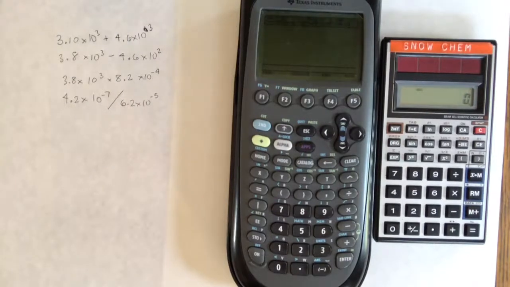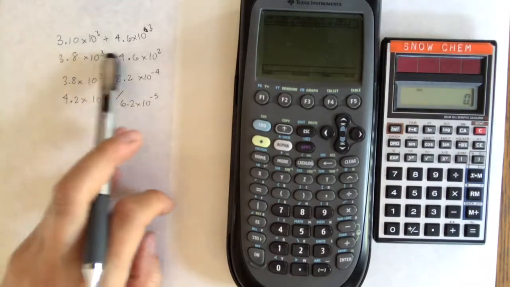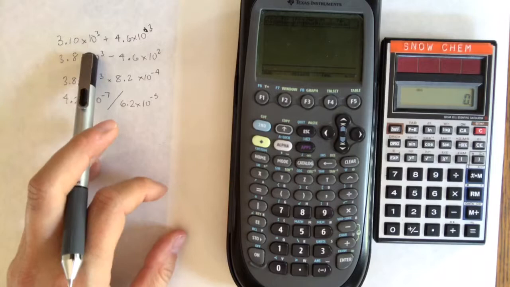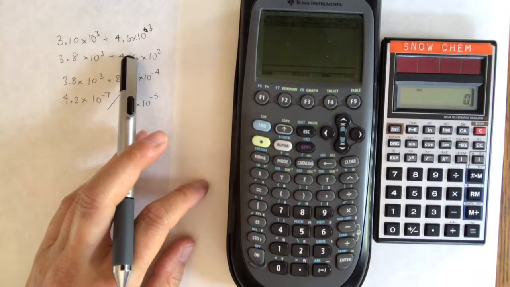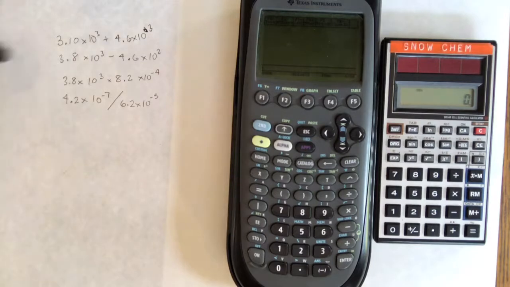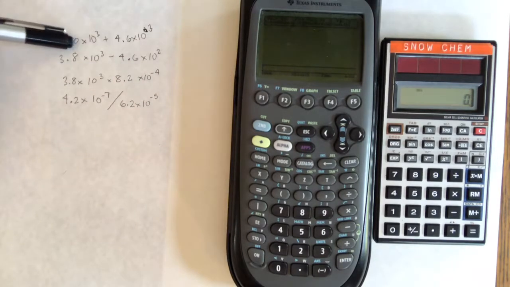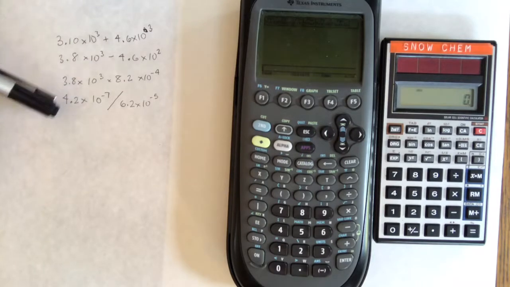In this video, I'm planning on showing you how to put numbers into your calculator in scientific notation. And just as a reminder, scientific notation, I have some numbers written down right here. So this would be, say, 3.10 times 10 to the third, 4.6 times 10 to the third. All of these numbers that I have written here are written in scientific notation. And if you need to add or subtract or multiply or divide or use a number that's written in scientific notation in a calculation, it's important to know how to put it into your calculator.